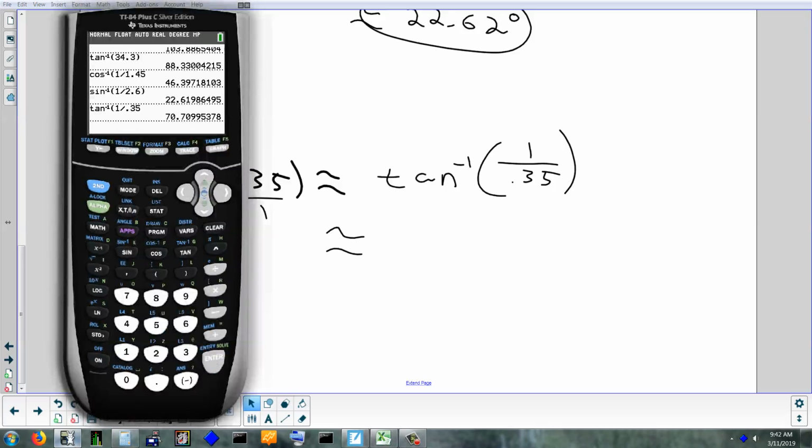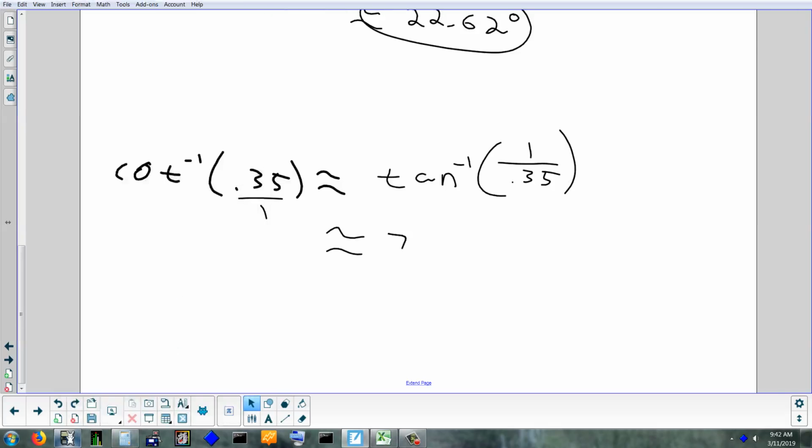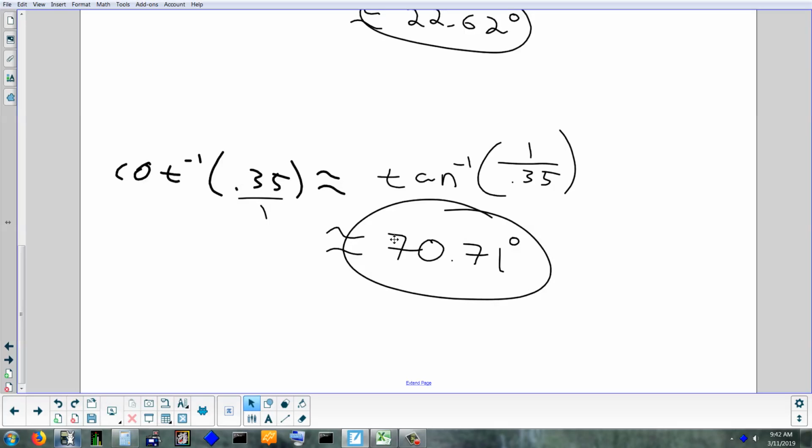Okay, so you should get about 70.71 degrees. Any question on how you do that in radians? It wouldn't be any different when you type in. Just change the mode. Okay, so any questions on what we did today? Going over that chart or using the calculator?